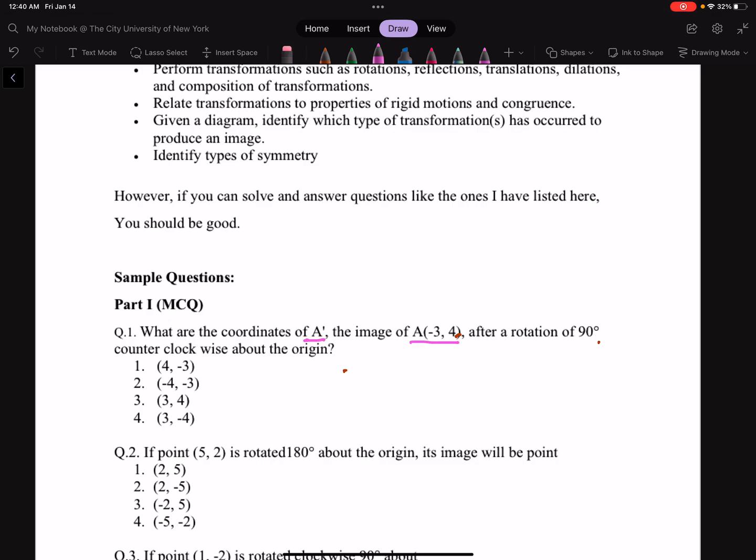and 4 after rotation 90-degree counterclockwise. So what's the rule? Go back to your rule. Counterclockwise says once it's transformed 90-degree counterclockwise, (x, y) becomes (negative y, x). So here your x is negative 3, and y is 4, so it becomes negative 4. So negative 4, negative 3. So that should be number 2.